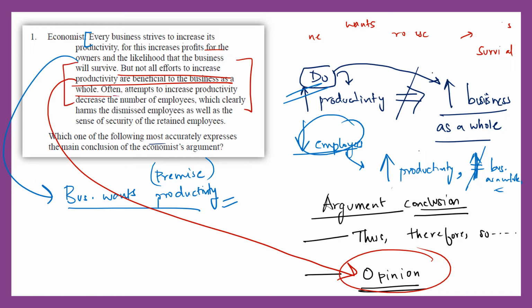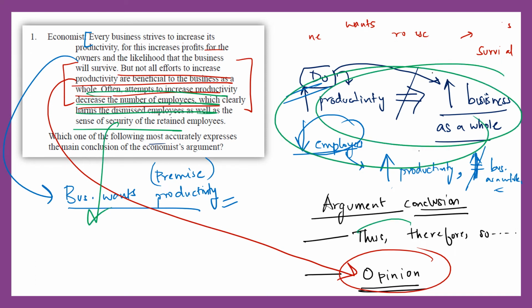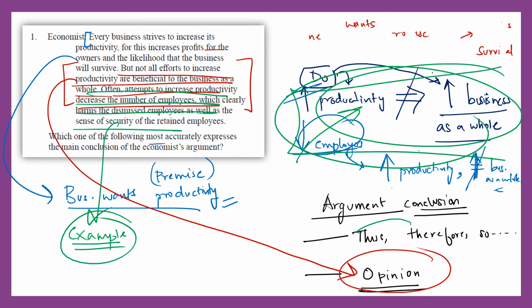Then what's the third line? The third line gives you an example, right? So it gives you an example of how this thing has happened. So this is the principle that there are things you can do to increase productivity, but it may not help the business as a whole, and this is just an example, right? So the example obviously cannot be the main point. So the main point has to be that you may do something to increase productivity, but that may not help the business as a whole.